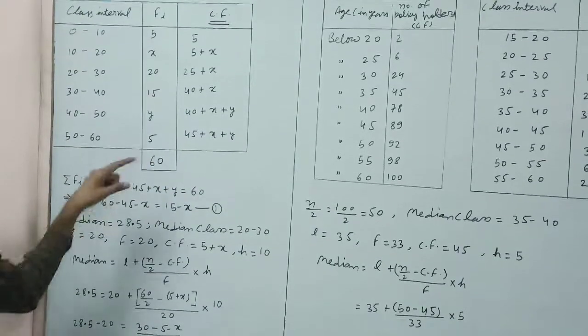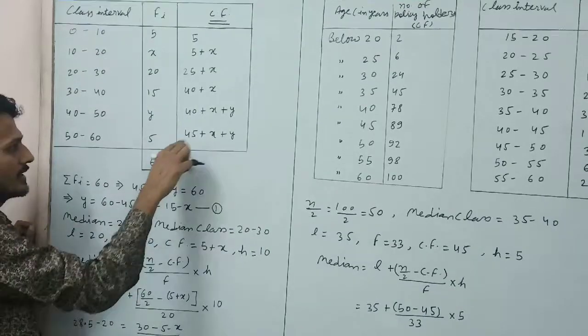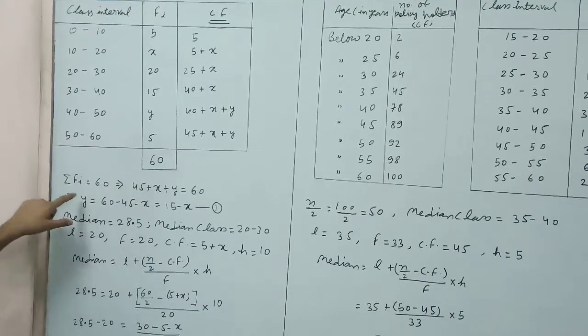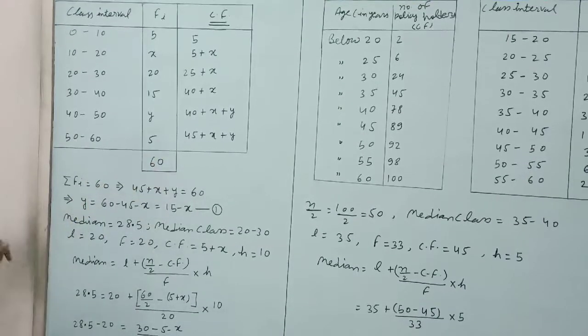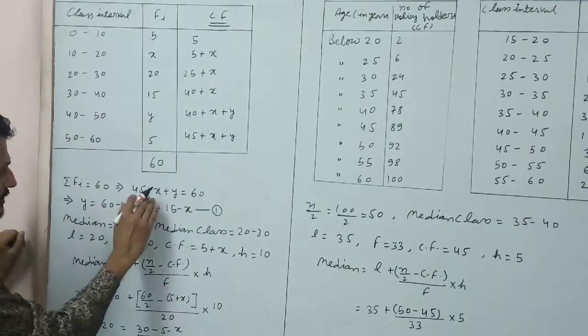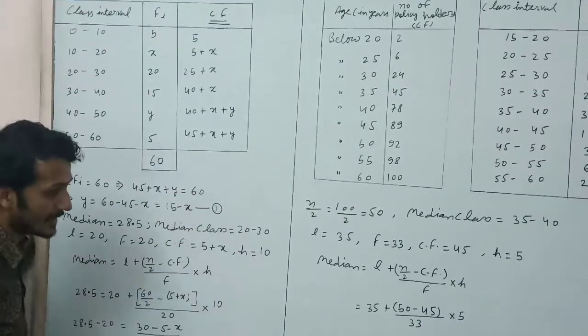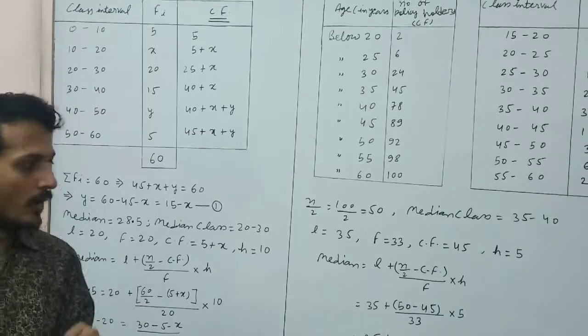Now हमने discuss किया था that these two values should be same. Question में given है sum of frequencies 60, that is sigma fi 60 है. So जब हम इन दोनों को equate करेंगे, so we can write, हम shift कर सकते हैं values 45 and x को, then we get y equals 15 minus x, that is equation number 1.